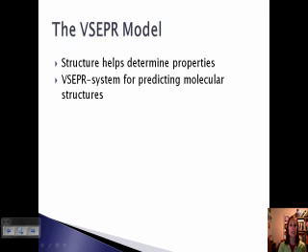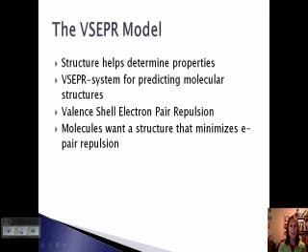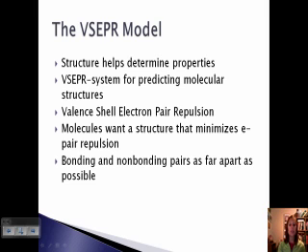So VSEPR is a system for predicting molecular structures. Just like we have a way of naming all of our compounds, the IUPAC system, we have a system for predicting structure. VSEPR stands for valence shell electron pair repulsion, and that's because molecules want a structure that minimizes the repulsion between the electron pairs. So basically, electron pairs want to be as far away from each other as possible. Based on the Lewis structure, we find a way to do that, and we're going to put bonding and non-bonding pairs as far apart as possible.